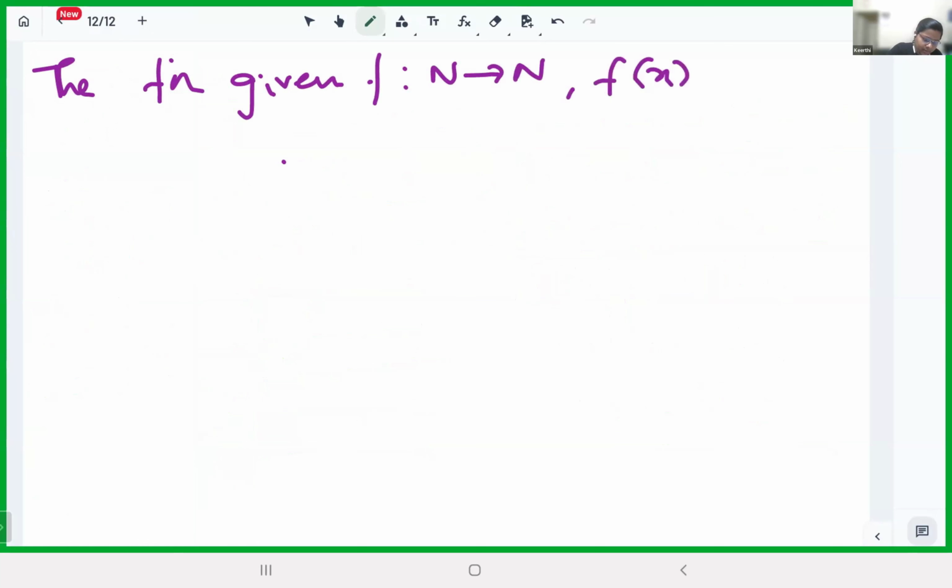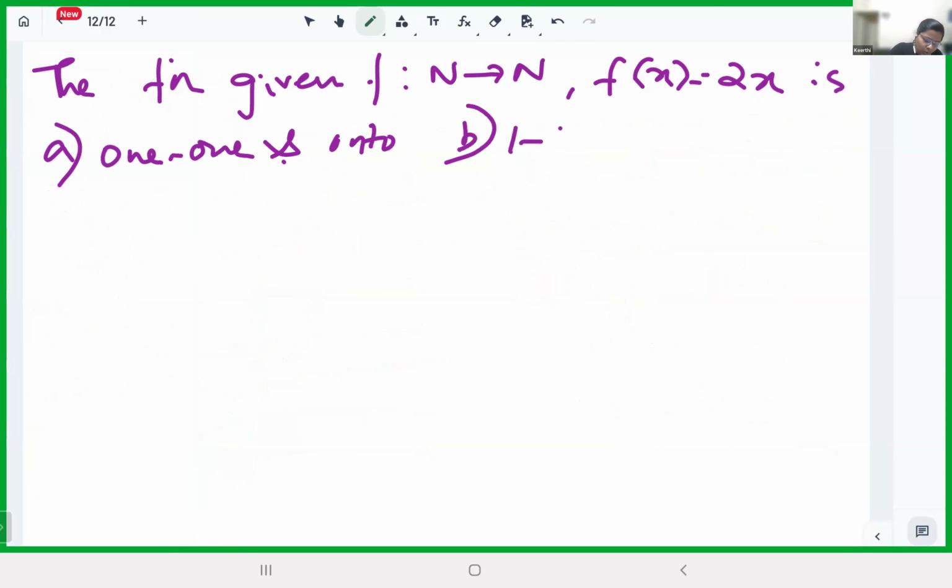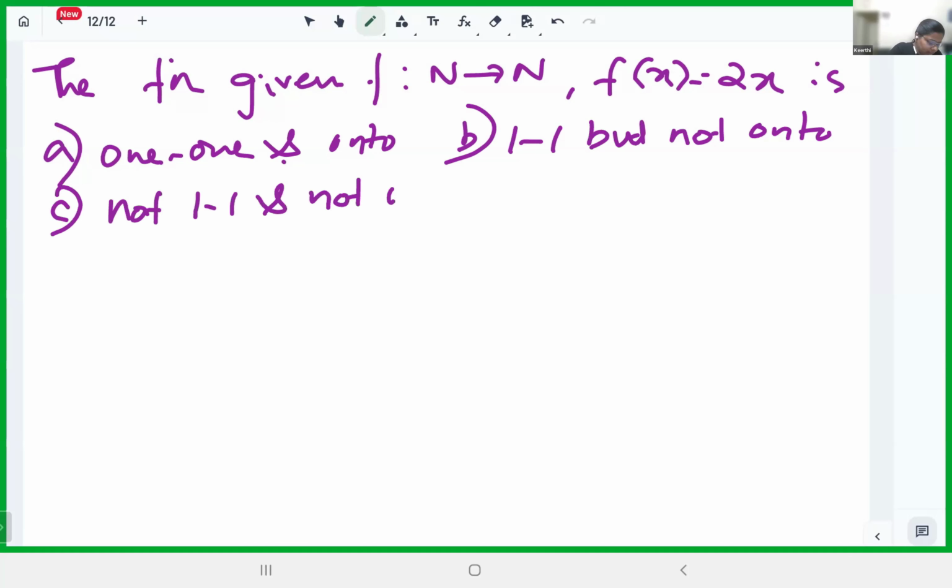The function given by f from n to n, f of x is equal to 2x, is: first option is 1, 1 and onto, second one 1, 1 but not onto, third option not 1, 1 and not onto, then the last one onto but not 1, 1.